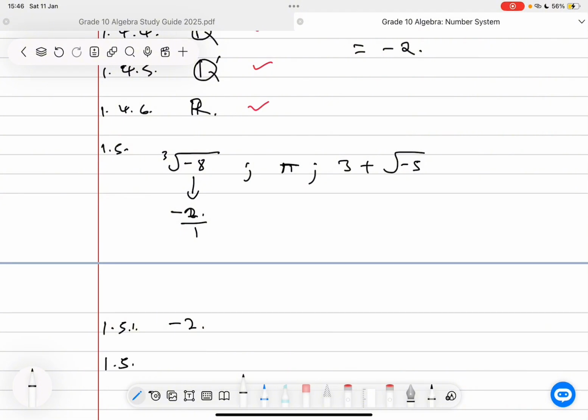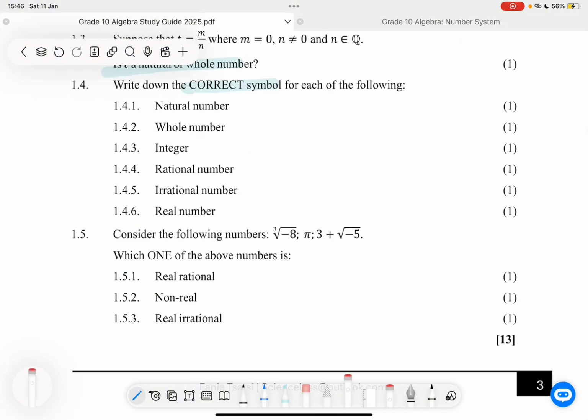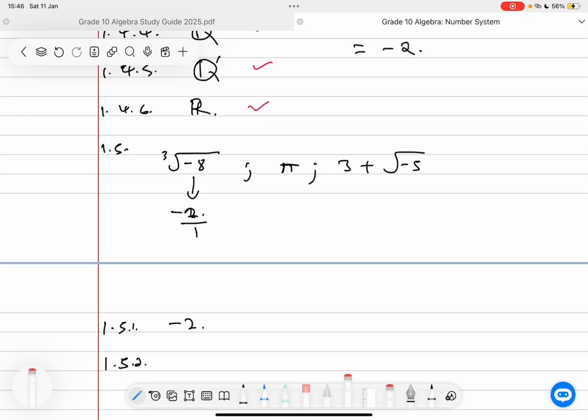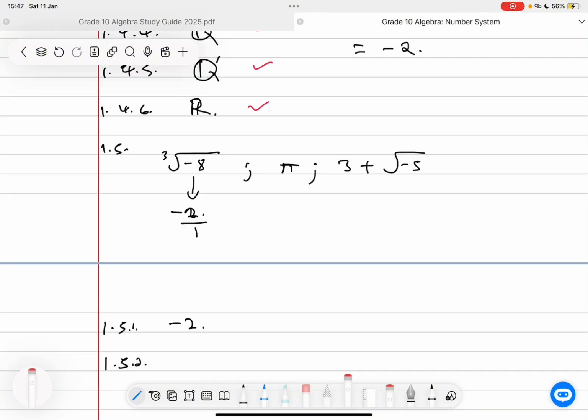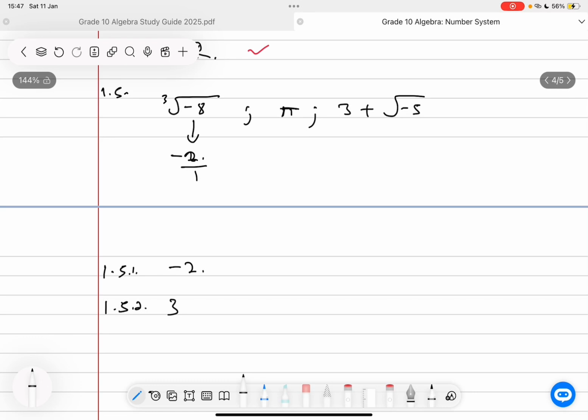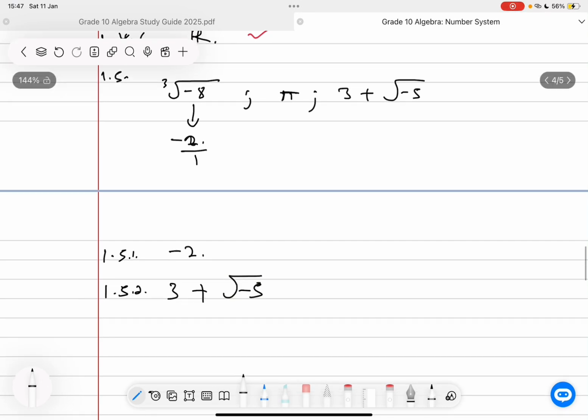Then we have 5.1.2. They say a non-real number. Obviously when you look at this number, you can see that it's a non-real number because it has a real number component and an imaginary number component. We said a real number and an imaginary number together form what we call a non-real number. So this number, 3 plus the square root of -5, is actually a non-real number.